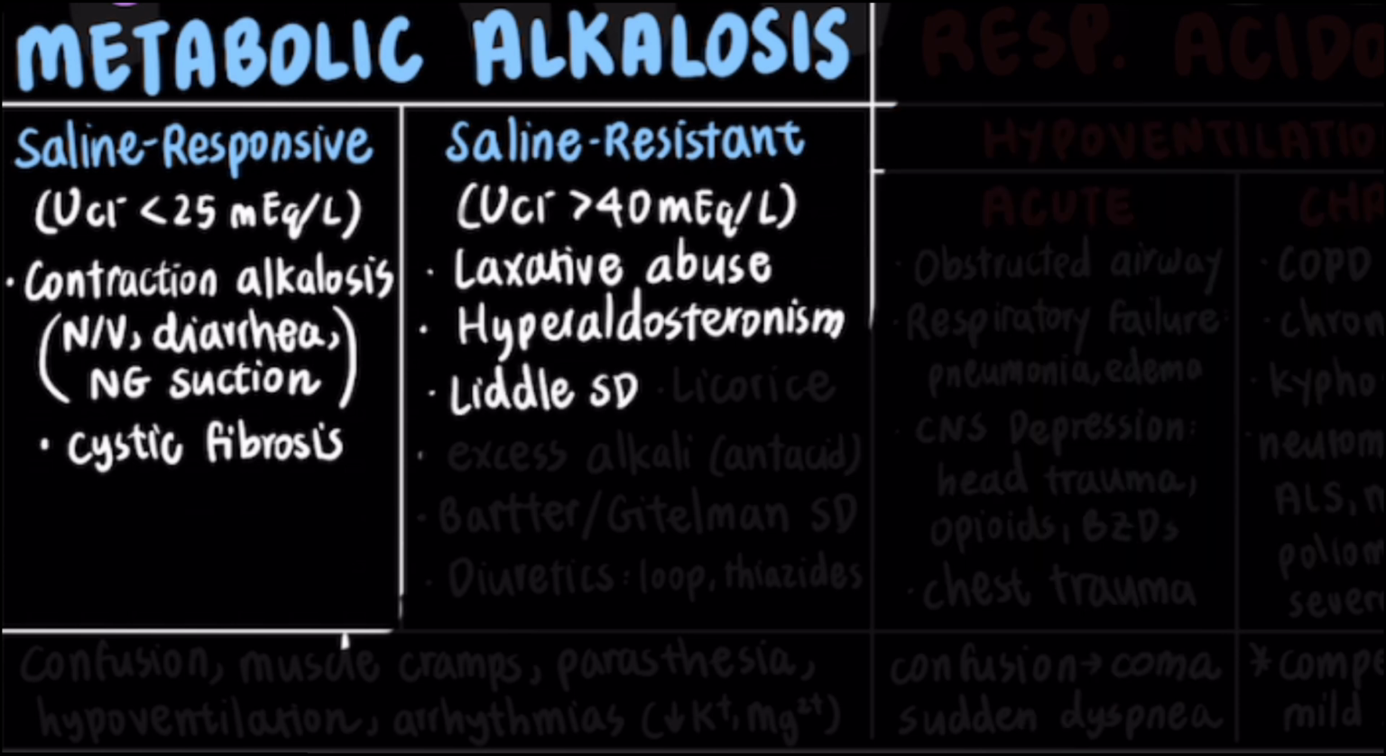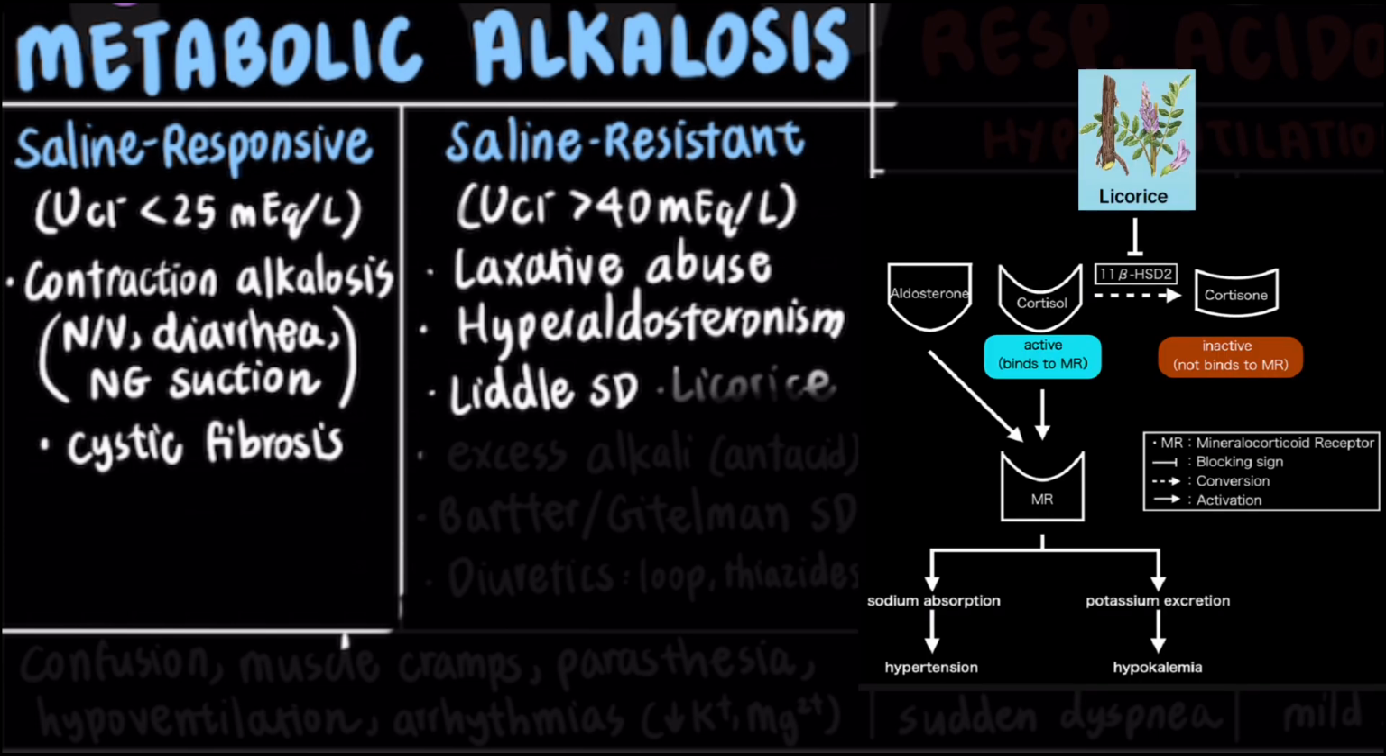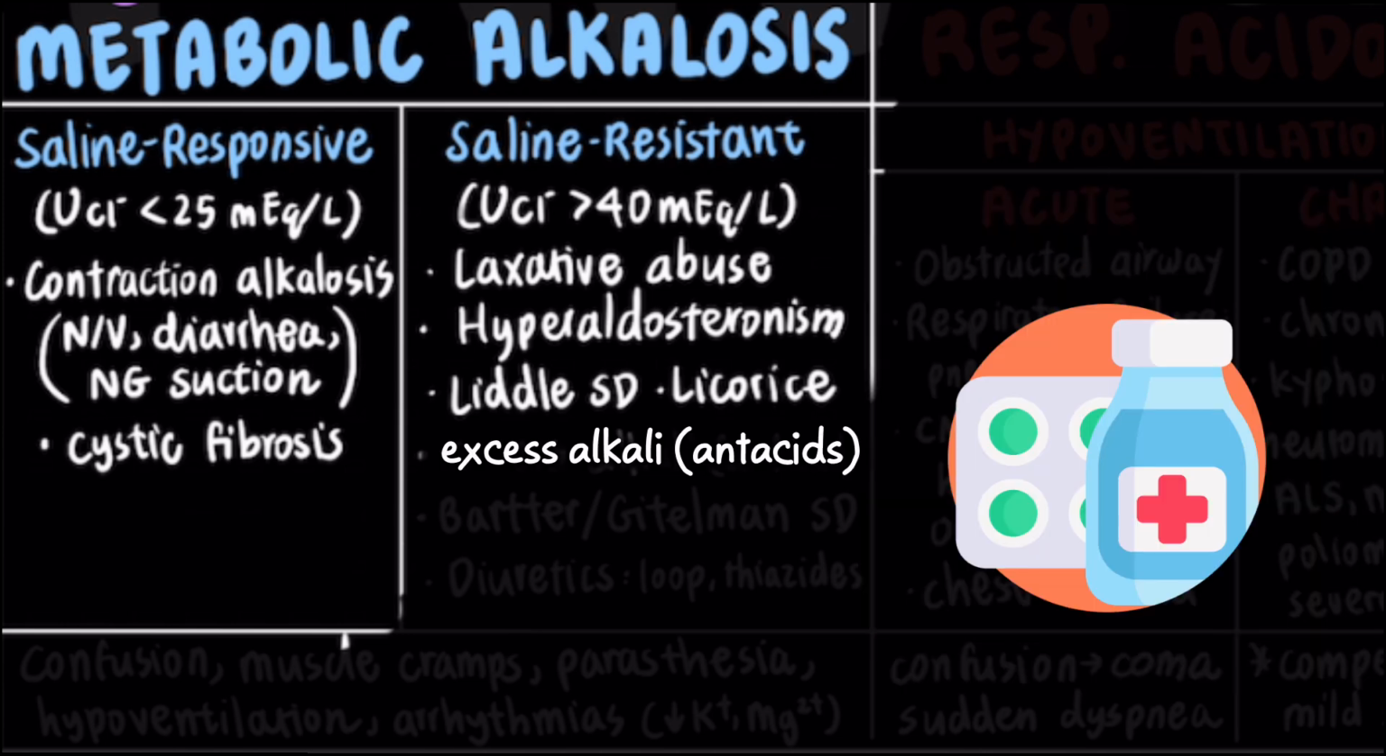Liddle syndrome, a genetic disorder where the kidneys behave like there's too much aldosterone, even though actual aldosterone levels are low. Licorice ingestion, which inhibits an enzyme that normally protects the mineralocorticoid receptor, leading to a functional state of aldosterone excess. Excess alkali intake, like too many antacid or bicarbonate supplements, can raise systemic bicarbonate levels beyond what the kidneys can clear.